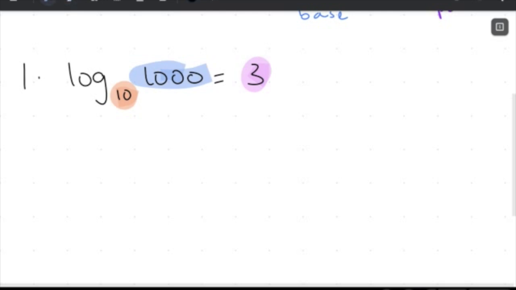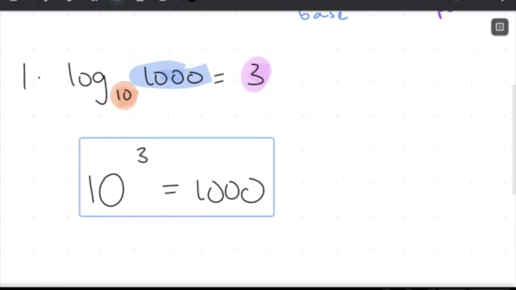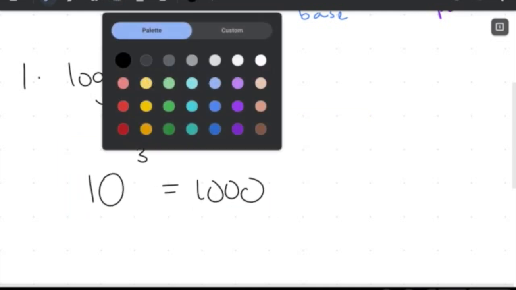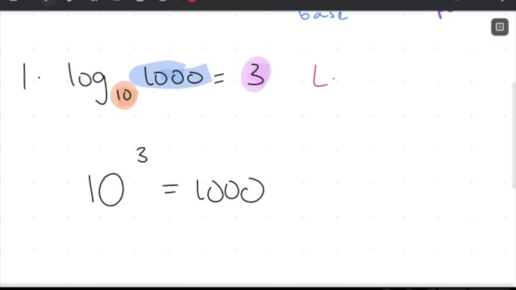So let's start with our base. I have a base of 10 to the power of 3 equals 1000. So we go from my log form here, and just on a side note, a shorthand for logarithm is we say log. And we have our exponential form.